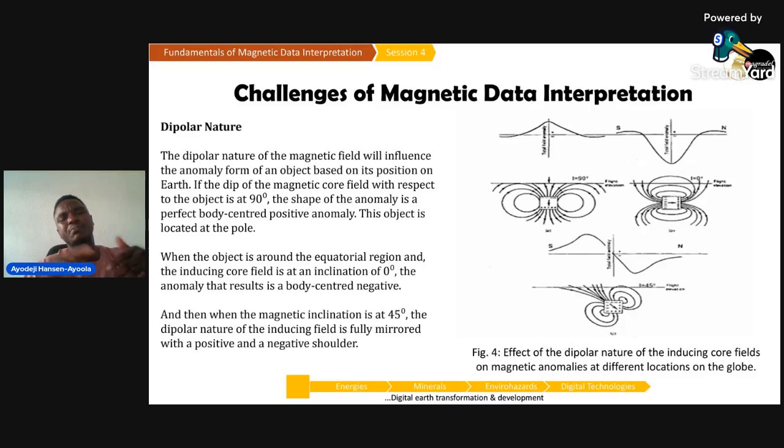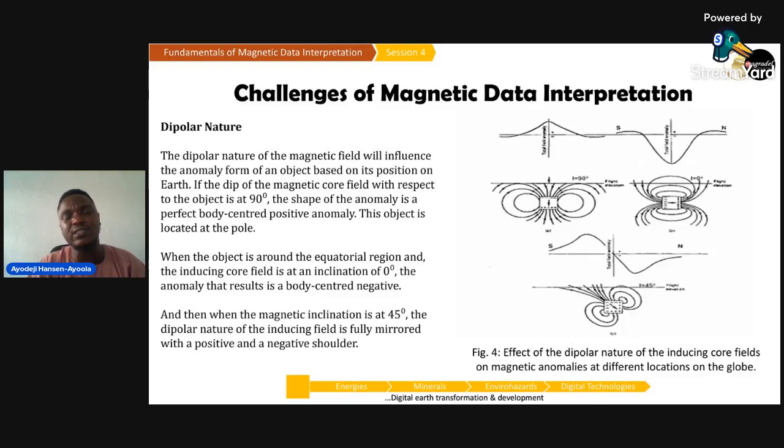But if you are somewhere in between the pole and the equator, you would see that the dipolar nature of the Earth's magnetic field generated at the core will be reflected. If you look at the schematic, you can see that is very, very well demonstrated. In the schematic there, you can see the magnetic anomalies and the field generated around them. It's the same object, but at different positions around the Earth, and you can see that there's a variation in the anomalies.